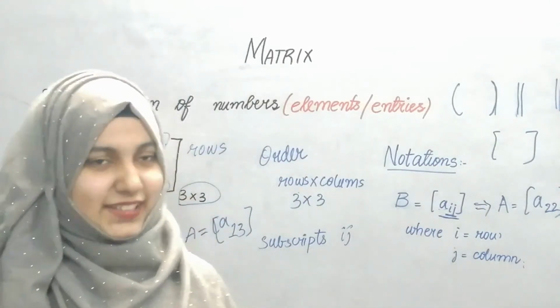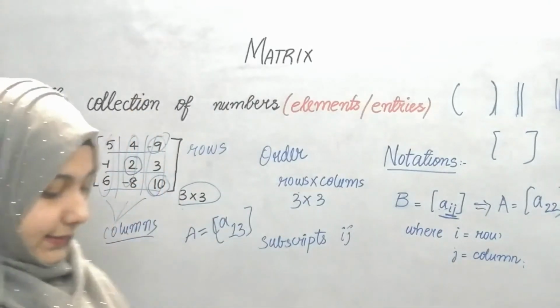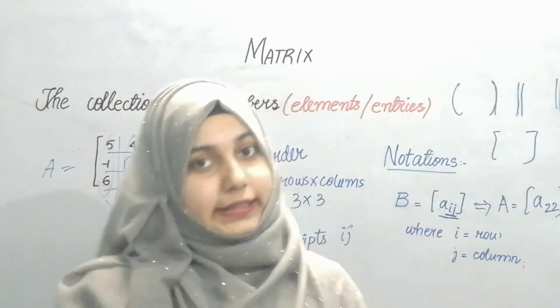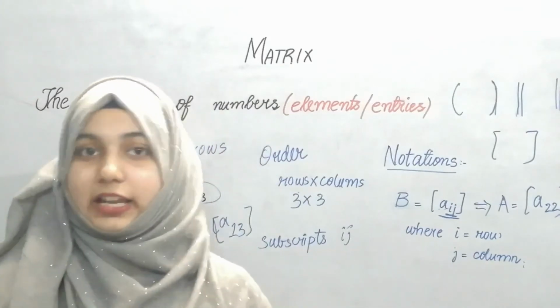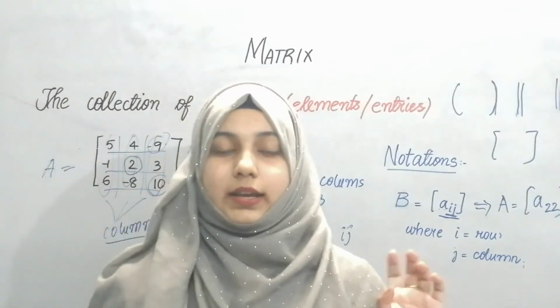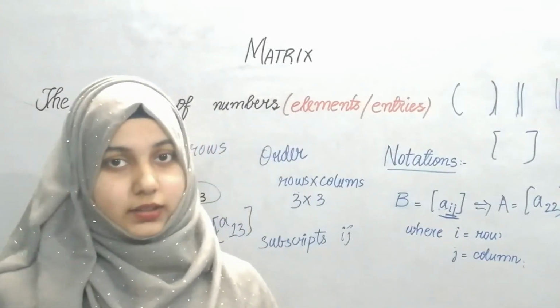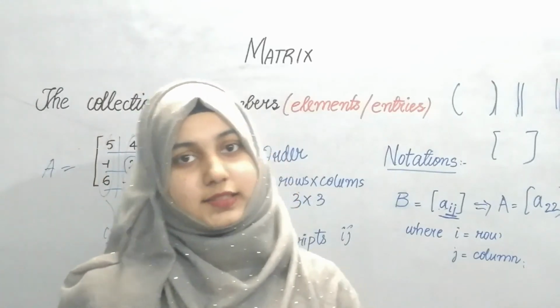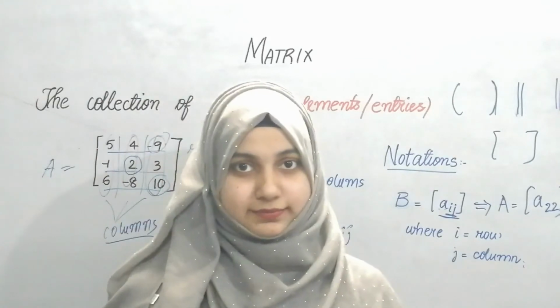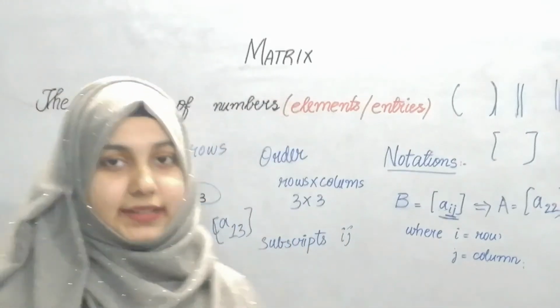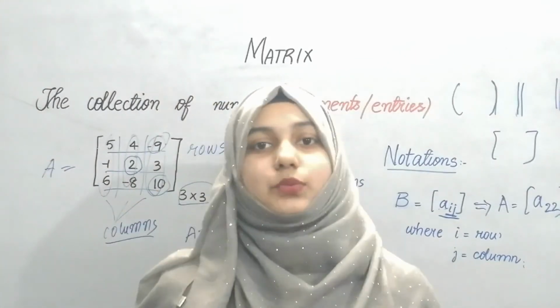Clear? Easy, right? Okay, and in matrices or linear algebra, we are going to study elementary row and column operations, and we are going to study the rank, diagonalization, index, signature, Cayley-Hamilton theorem, and many more topics. Okay, so inshallah in the next video we'll first talk about the types of matrices.